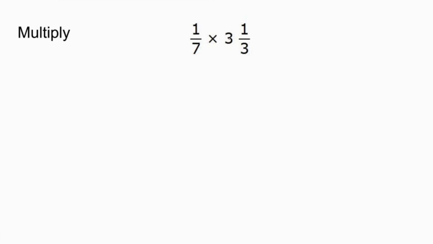Multiply 1/7 times 3 and 1/3. Whenever I multiply a regular old fraction to a mixed number, the first thing I want to do is turn that mixed number into an improper fraction. How do I do that?